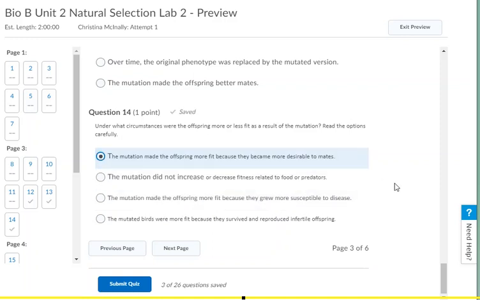Maybe I'm not reading these questions right. I'll admit they were a little tough. Okay, so the first one, the mutation made the offspring more fit because they grew more susceptible to disease. No, nobody said anything about susceptible to disease. You might have yours in a different order. Look at the statement. Okay, I'm not looking. Might be randomized. The mutation made the, oh, right? Because desirable to mates. Okay. Yeah, your board is different, because they're randomized in case you take it again and you don't just remember the order. Okay. All right.